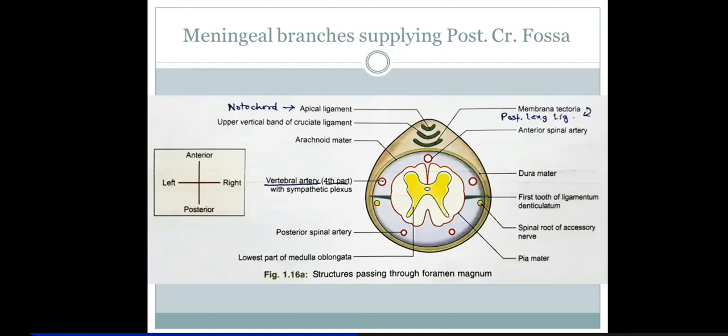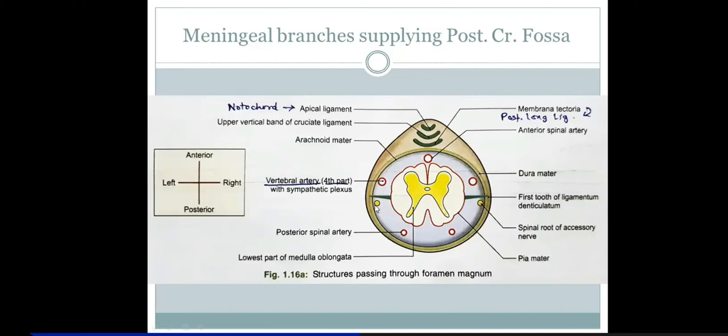So from there, this artery enters into the vertebral canal and ascends into the foramen magnum. But the important thing is that it lies anterior to the ligamentum denticulatum. The important point is that the vertebral artery enters anterior to the ligamentum denticulatum.